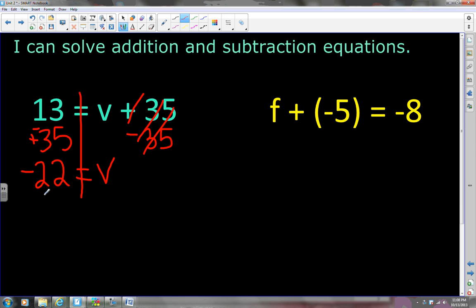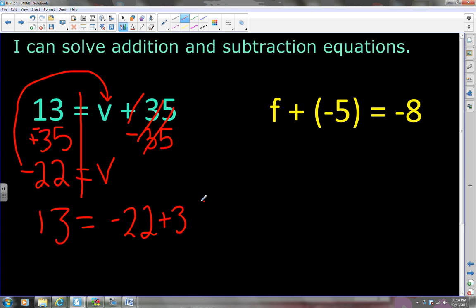At this point, it's always a good idea to go back and check to see if our answer makes sense. So I'm going to take what I found for v and put it back in for v to see if I'm right. So I've got 13 equals negative 22 plus 35. Now when I combine these two, I have to cancel or subtract. 35 minus 22 is 13. And I know I found the right solution because, again, this is a true statement.